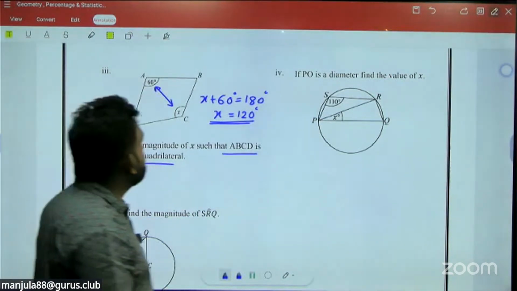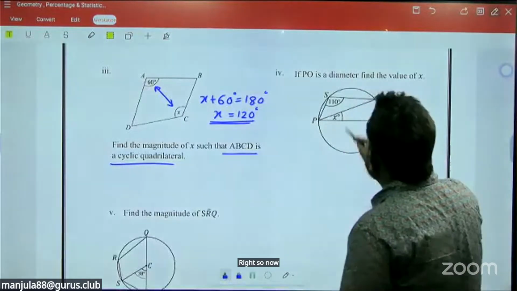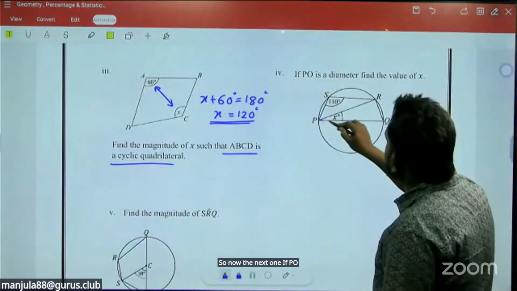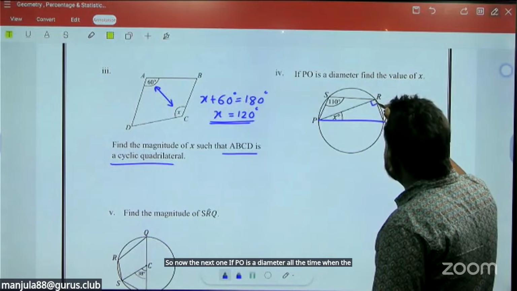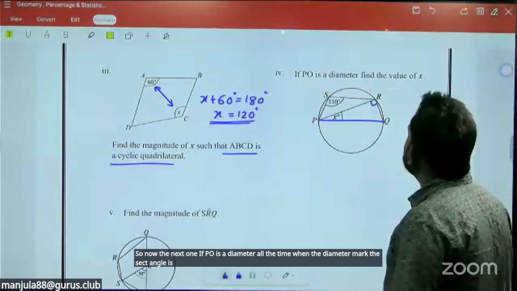Right. So now the next one. If PO is a diameter, all the time when the diameter marks the sector, the angle is 90 degrees. Okay, find the value of x.